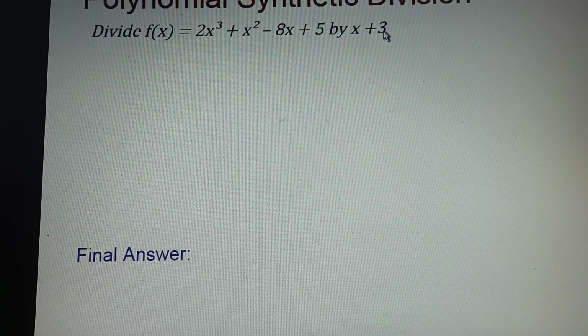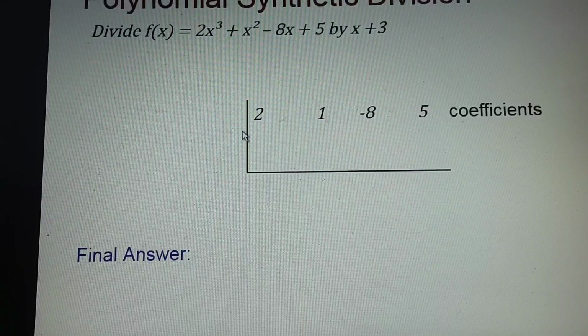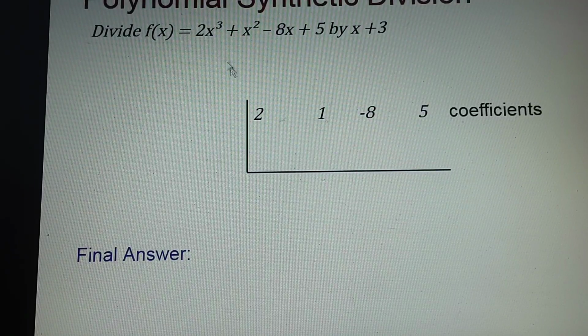Now, what we're going to do is draw ourselves a little upside down box, like this. Then on the top row, you're going to write the coefficients of the first polynomial they give you. So I put the 2 here. There's a 1 in front of the x squared, a negative 8 in front of the x, and then our constant is just the 5. Notice I have no x's up here. It's just the coefficients.